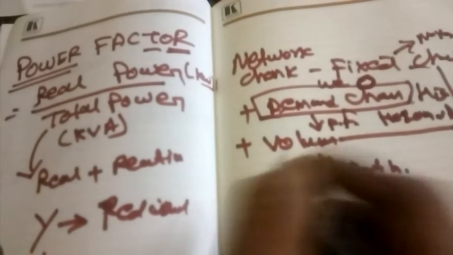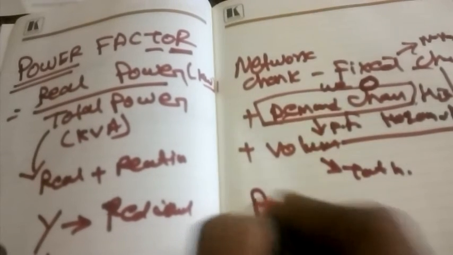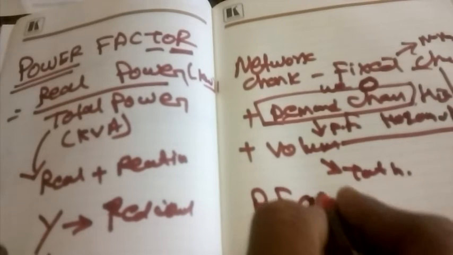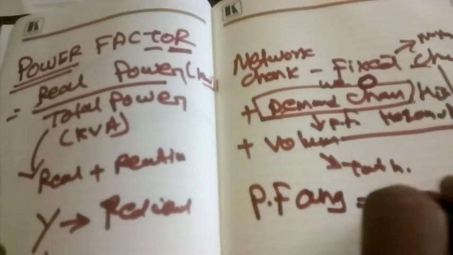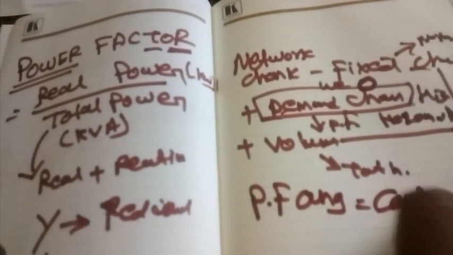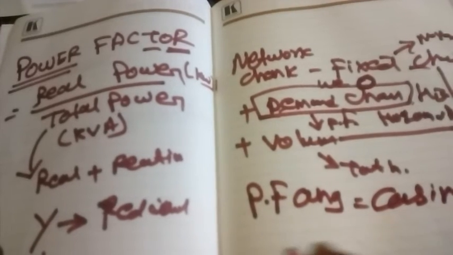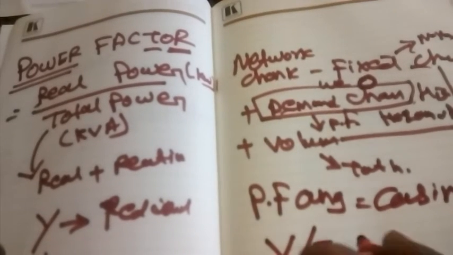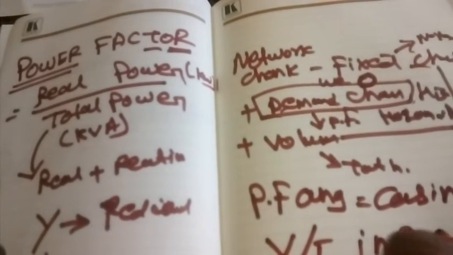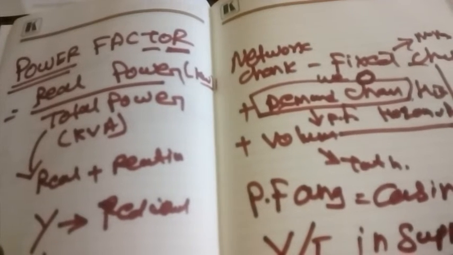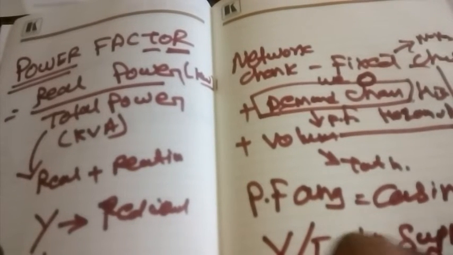Then another term, power factor angle. That is the cosine of the angle between voltage and current in the supplied power. That is called power factor angle.